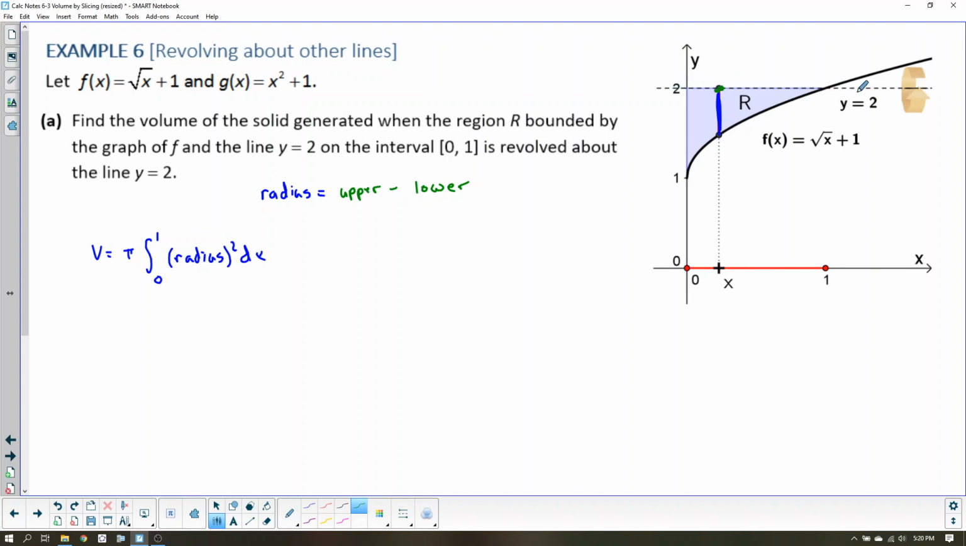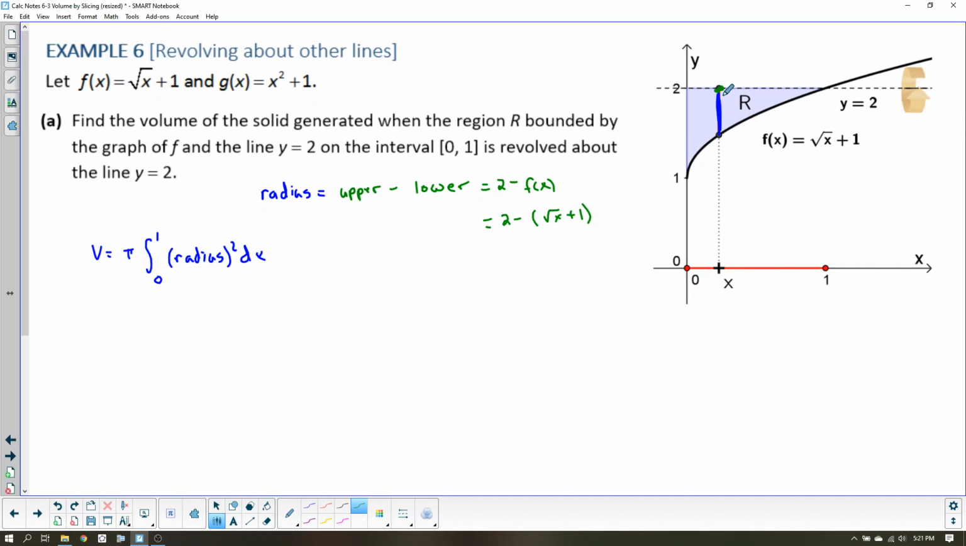Well, that point's along this line. You could think of this line as a function. That function is 2, right? It's g of x equals 2 if you want. So this could be 2 minus lower, this is the lower. So lower would be f of x in this case. In other words, it would be 2 minus the square root of x plus 1.